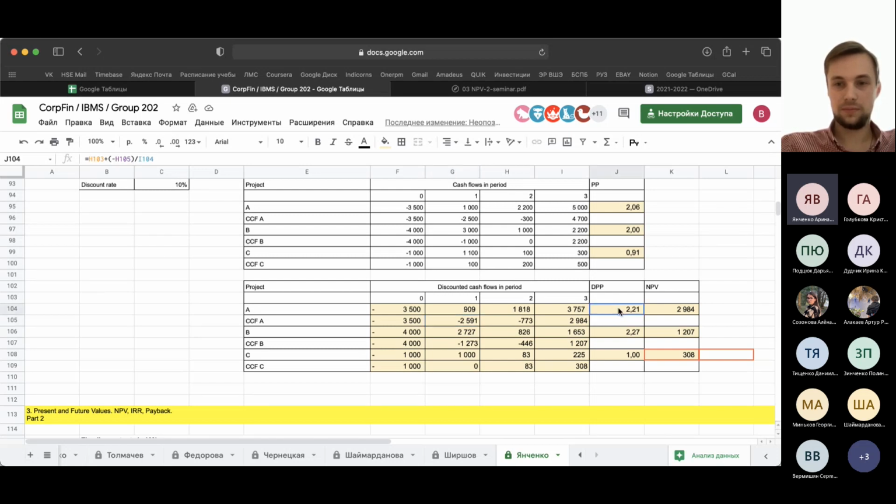Then it goes to the discounted payback period. Same as in the previous table, we need to find the year when our cash flow makes our debt bigger than 0. We need to take the cumulative cash flow of the previous year and divide it by the cash flow of the next year. Okay. And what about NPV? Maybe someone else can show.